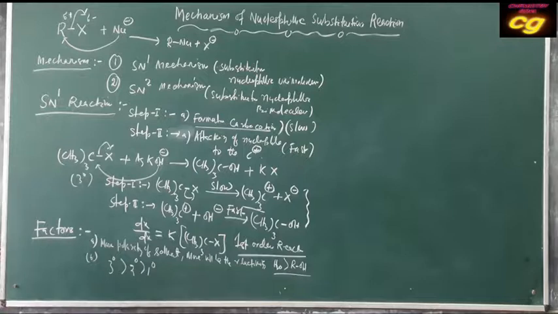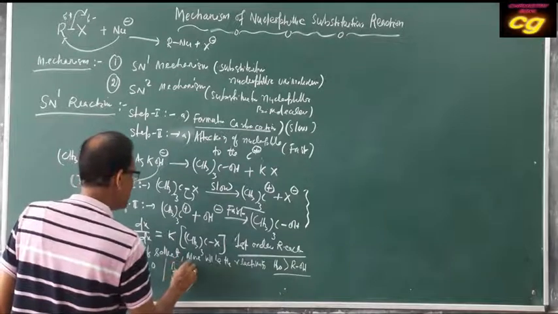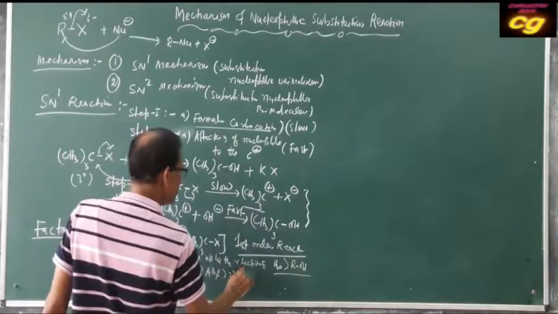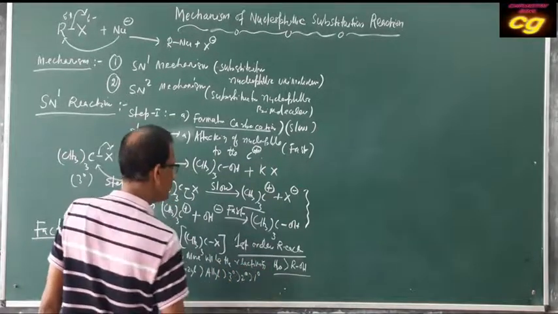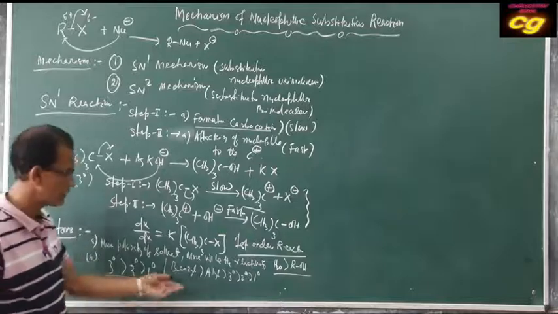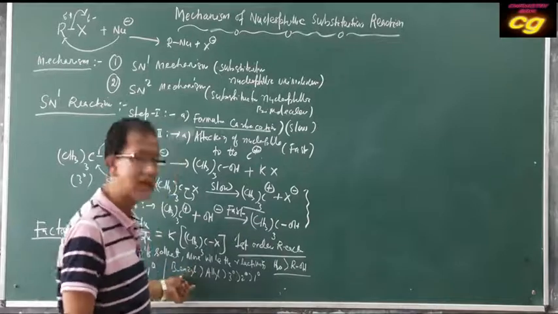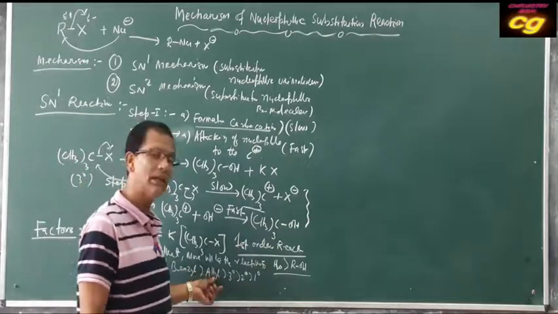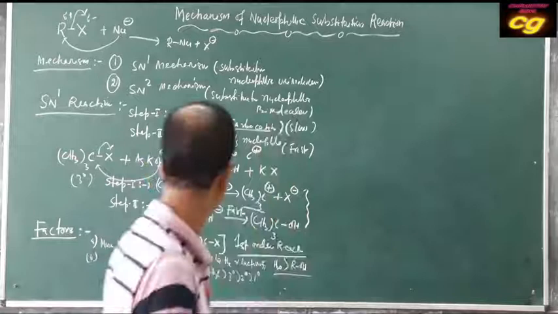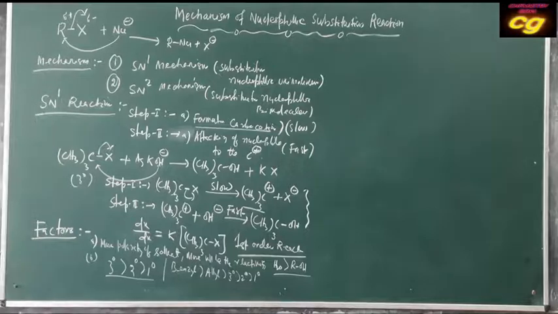Also, if you compare, the order is benzyl, then allyl, then tertiary, greater than secondary, greater than primary. You remember this order. Generally, among tertiary, secondary, primary this is the order, but if you take benzyl, the reaction will be very fast, because the benzyl carbocation is the most stable. Benzyl, then allyl, then tertiary, then secondary, then primary. This is the reactivity order of the haloalkane, because the carbocation is more stable. So this is the second factor.